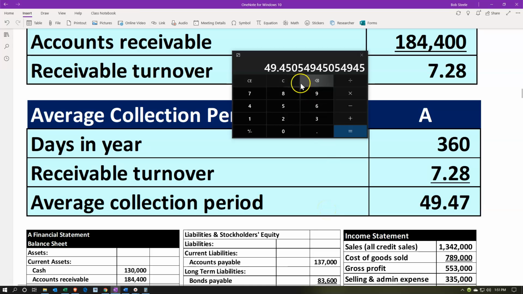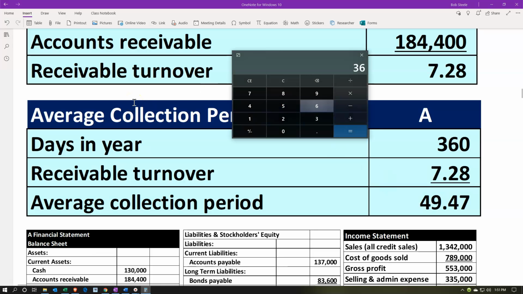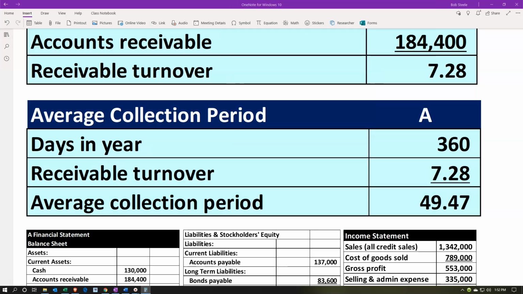49.47. Notice there's rounding involved here. So 360 divided by 7.28 is 49.47. So there's some rounding involved, and we did this in Excel. You're always going to have to deal with rounding that's going to be involved in these items. I highly recommend working these in Excel along with the practice problems so you can practice on those rounding issues.